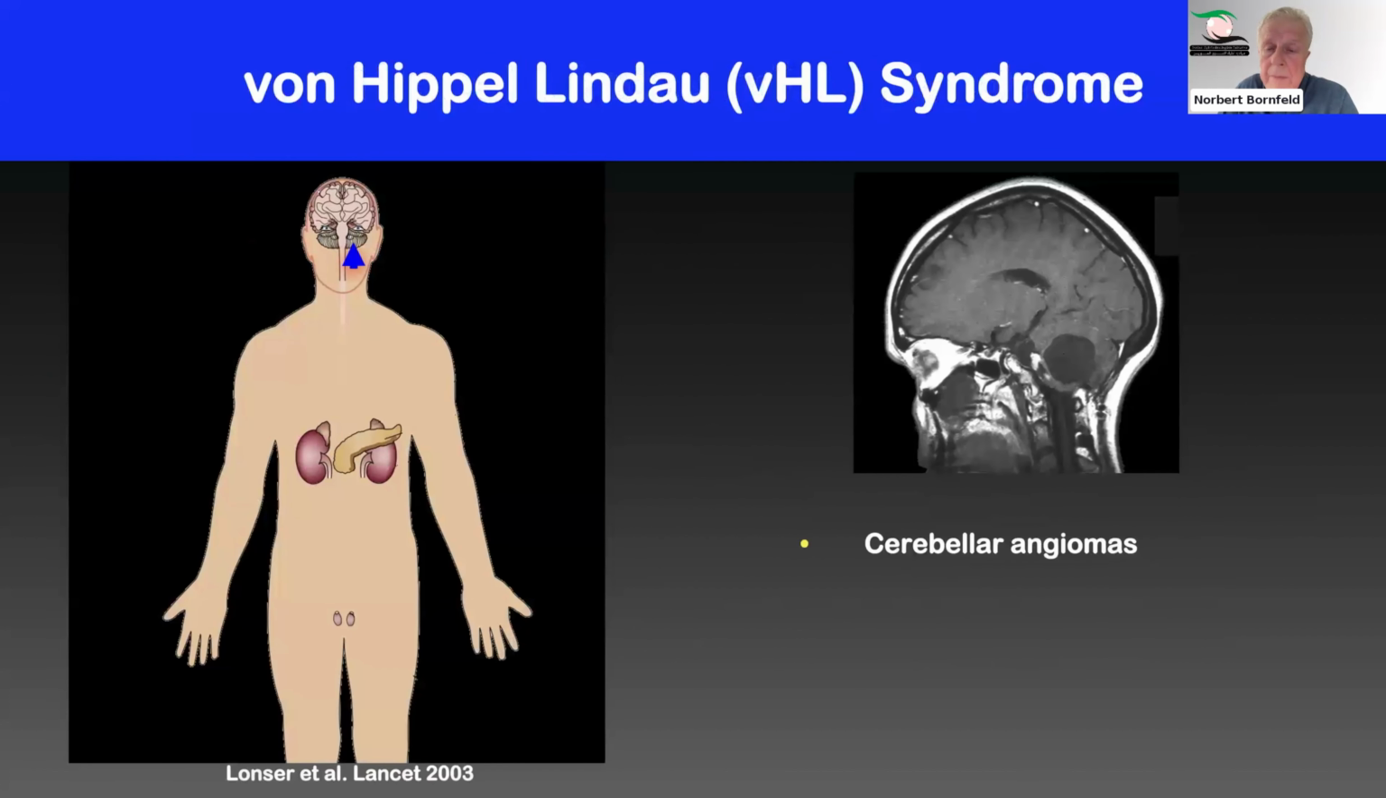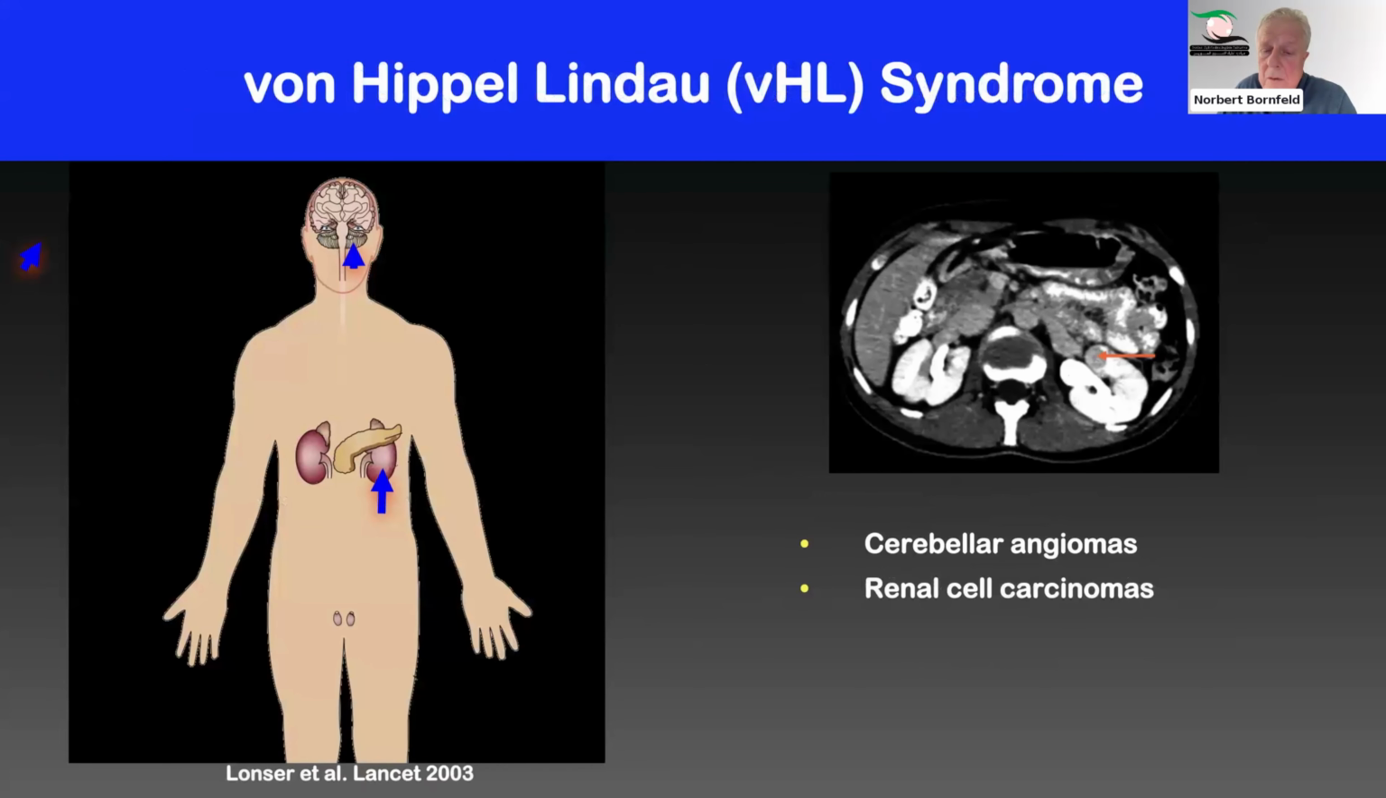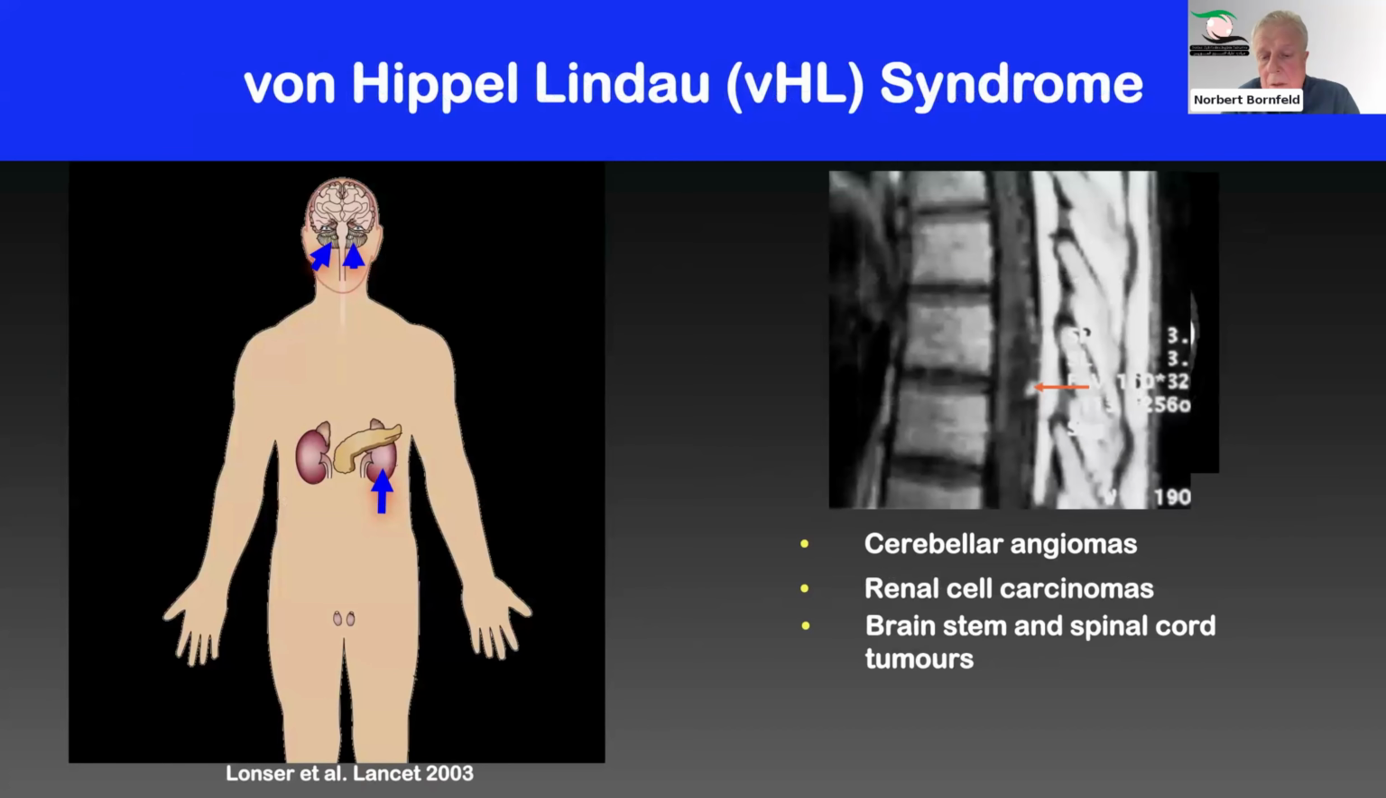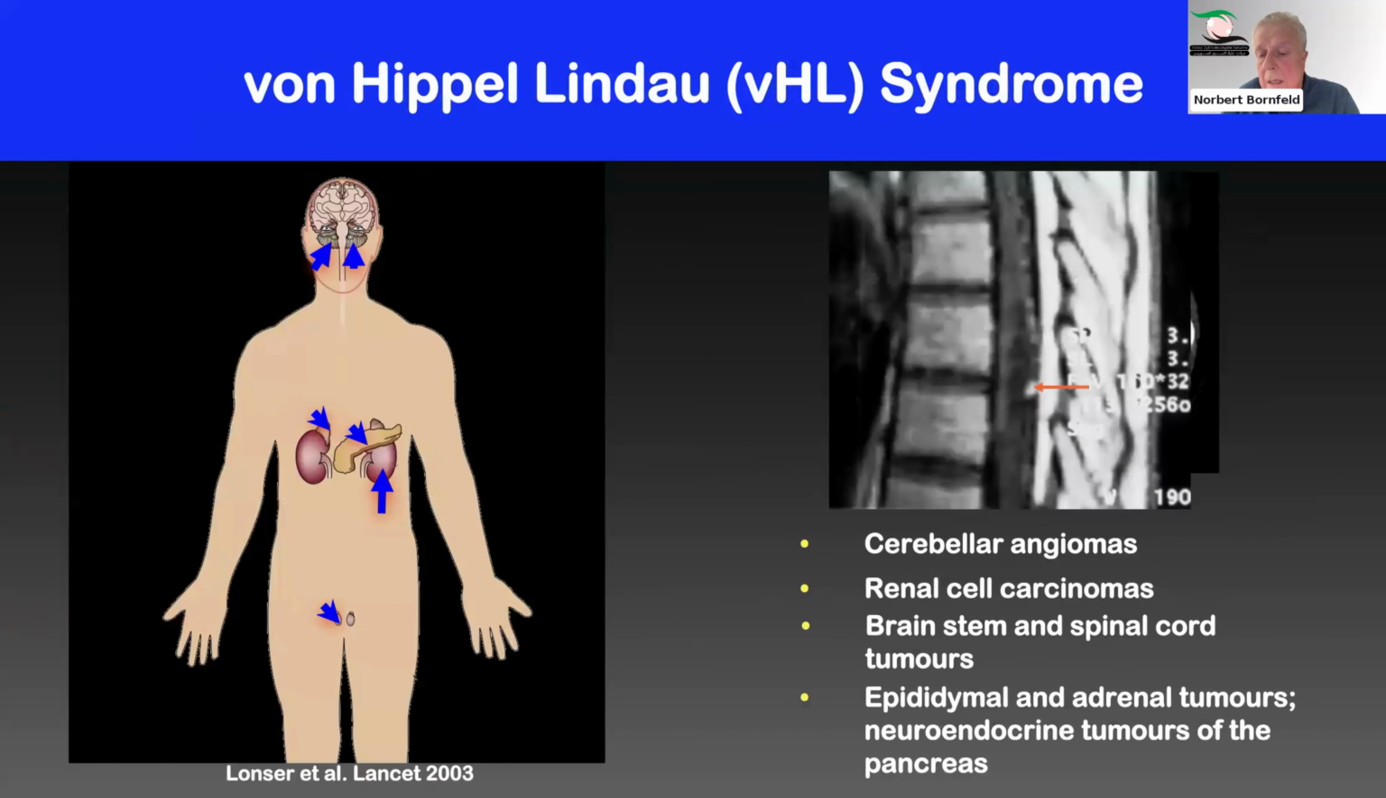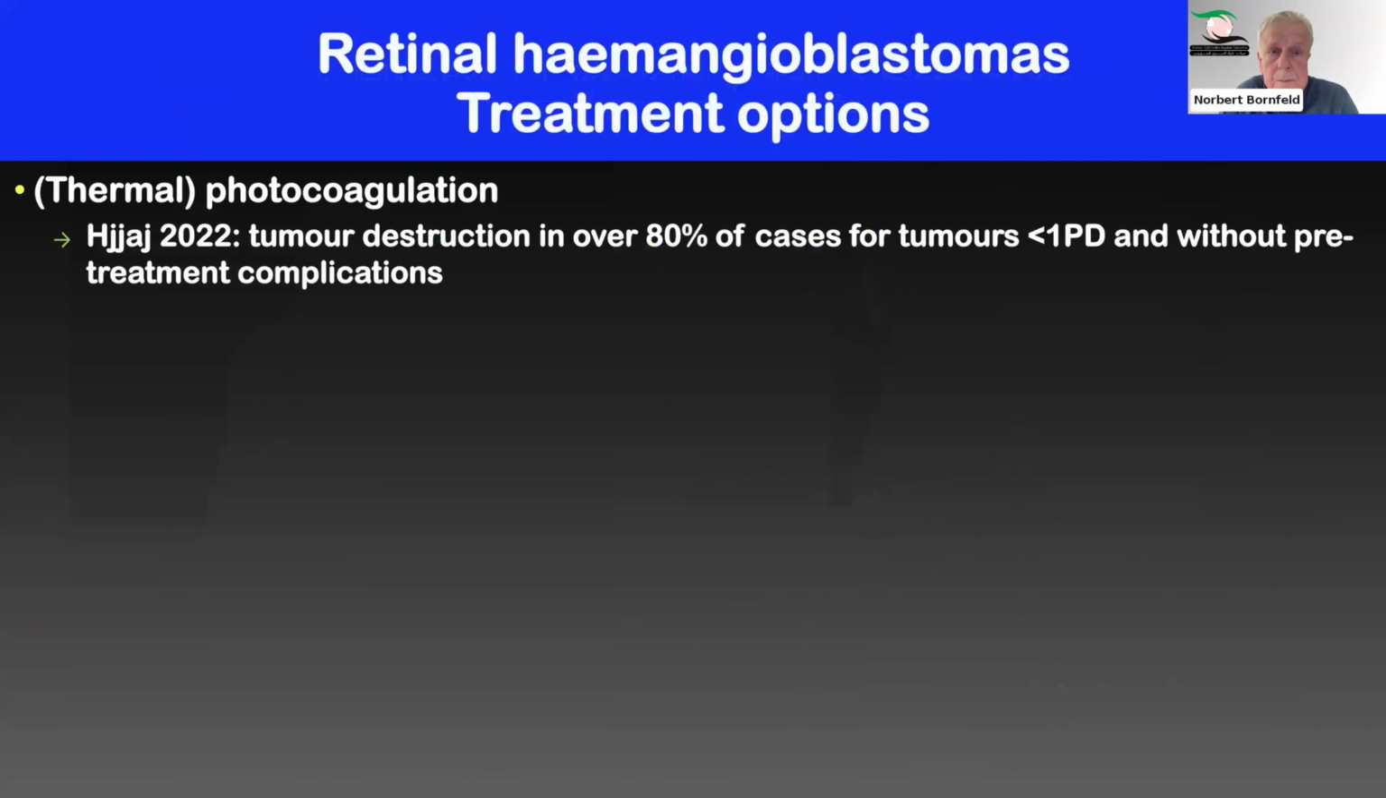Unfortunately, they do not. That shows you again the manifestations of von Hippel-Lindau syndrome: cerebellar angiomas, renal cell carcinomas, brainstem and spinal cord tumors, and epididymal and adrenal tumors, neuroendocrine tumors of the pancreas. So these patients really have problems, and they really have a burden in case of von Hippel-Lindau syndrome.